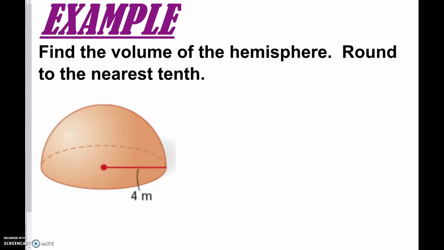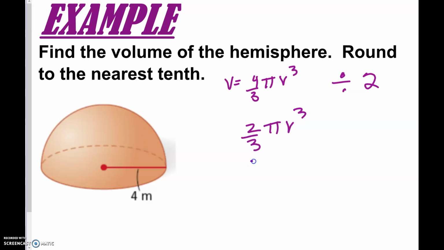So you can either use the whole formula, which is volume equals 4/3 pi r cubed, and then at the very end divide by 2 because we're only going to have a hemisphere. Or if you can recall from that formula, if you take 4/3 and divide by 2, you get 2/3 pi r cubed. So it doesn't matter which way you do it.